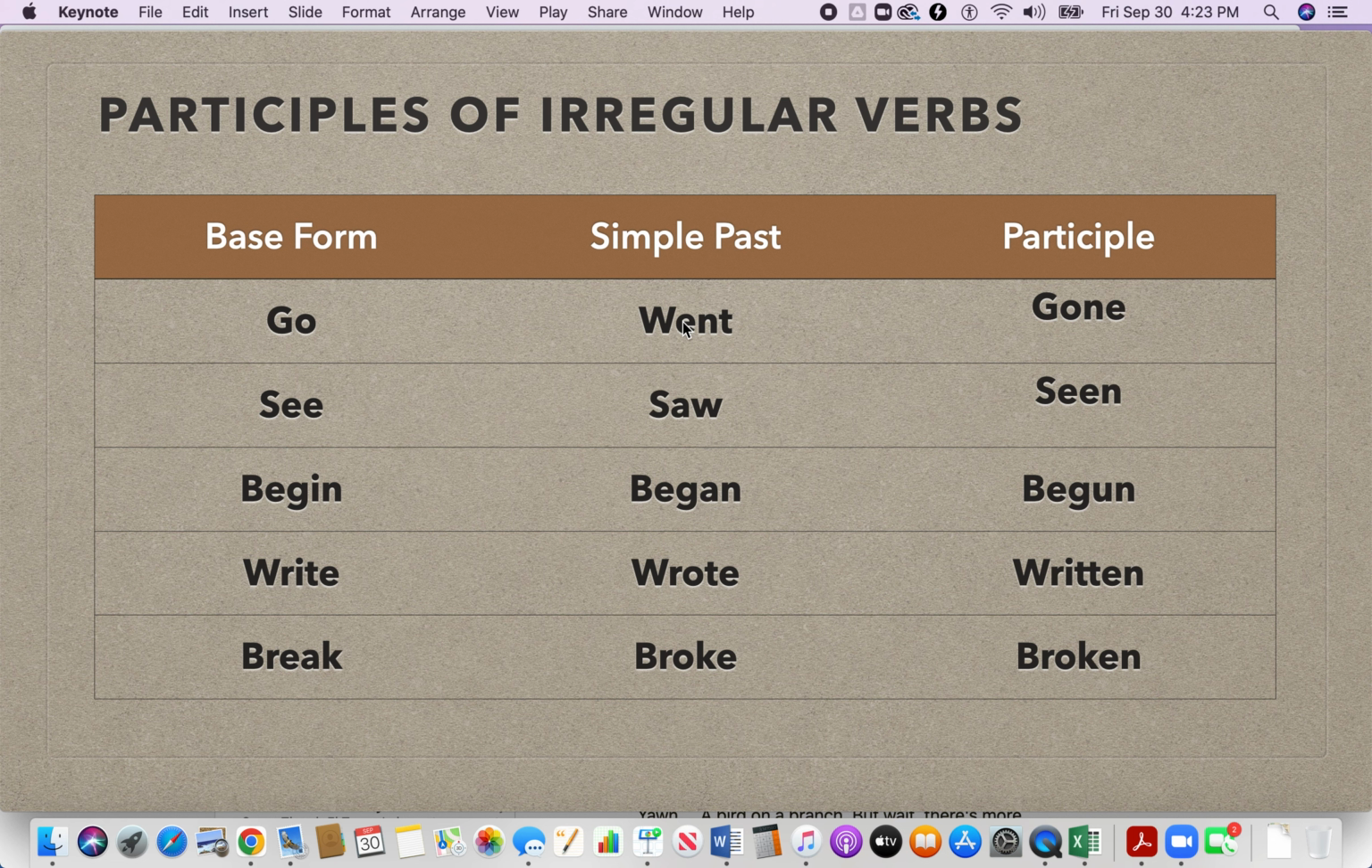The base form is go, the simple past is went, and the participle is gone. With see, we have see, saw, seen. With begin, we have begin, began, begun. With write, we have write, wrote, written. And with break, we have break, broke, broken. I'm afraid the only way to learn the participles of these irregular verbs is to memorize them. I'm sorry.